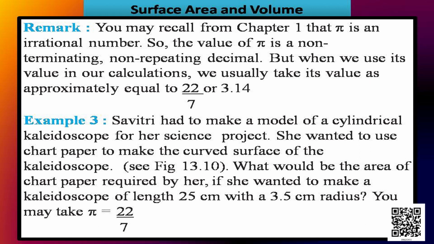It says, Savitri had to make a model of a cylindrical kaleidoscope for her science project. She wanted to use chart paper to make the curved surface of the kaleidoscope. What would be the area of the chart paper required by her if she wanted to make a kaleidoscope of length 25 centimeter with a 3.5 centimeter radius? You may take pi as 22 by 7.